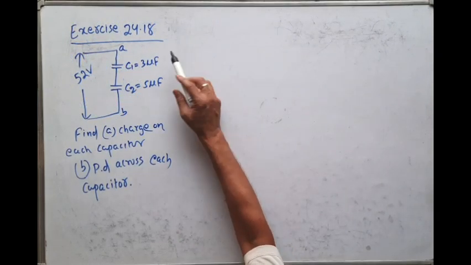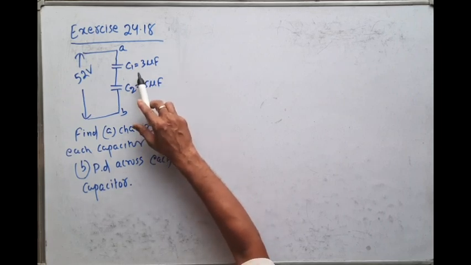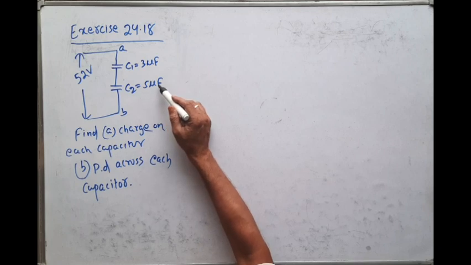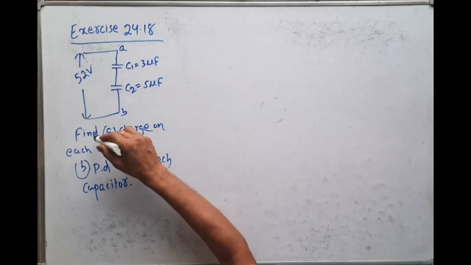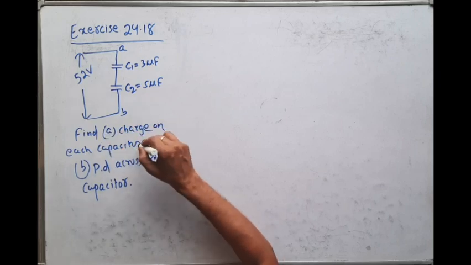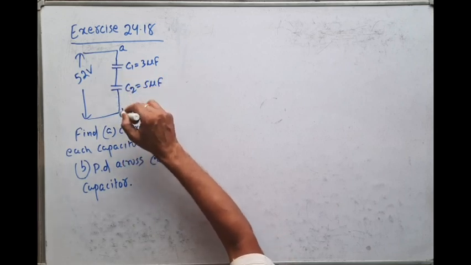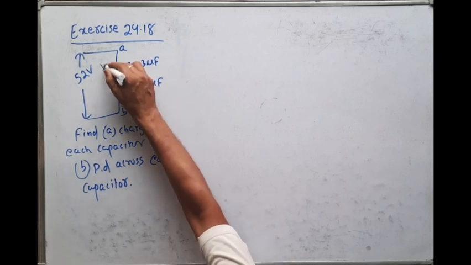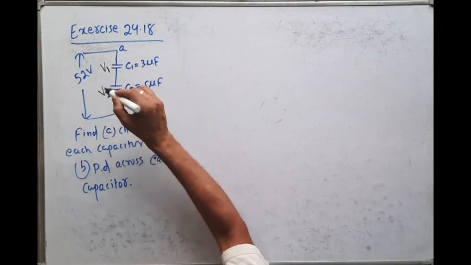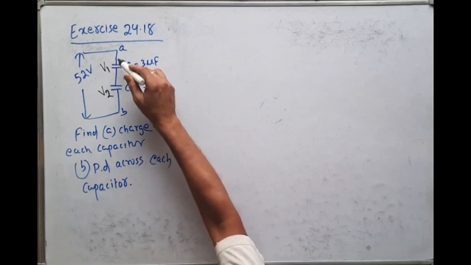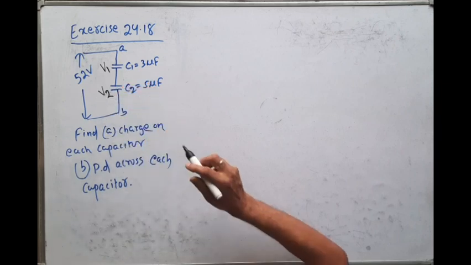Now see, this is exercise 24.18. Two capacitors, 3 microfarad and 5 microfarad, are connected in series to a supply of 52 volt. You have to find the charge on each capacitor and the potential difference across each capacitor. Let us say the potential difference across C1 is V1 and across C2 is V2. Since it is a series connection, the charge through both will remain the same.